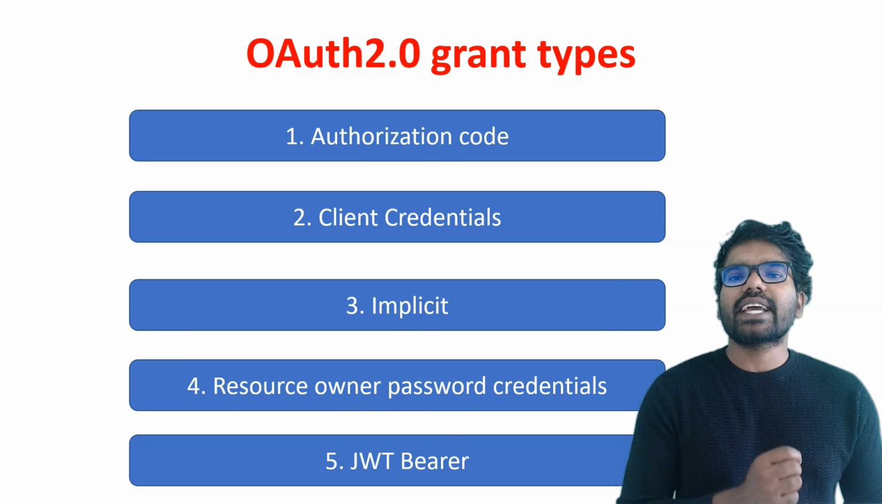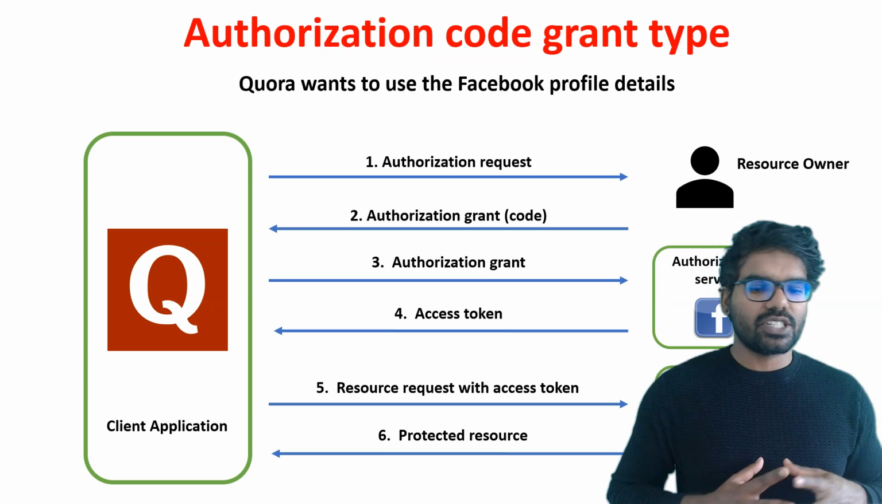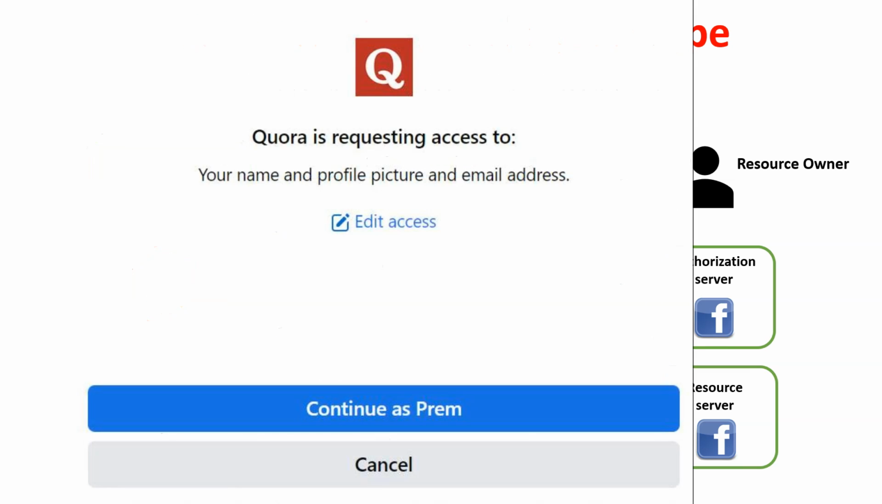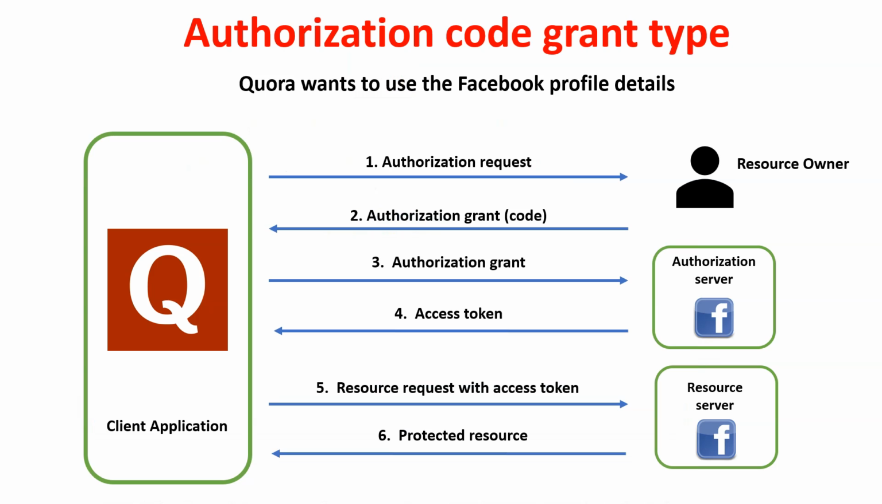First, I will start by explaining the flow of the authorization code. What you see on the screen is Quora as the client application, and it wants to use the resource from Facebook. Here, when I use the authorization code grant type and I am in Quora, I want to use my details. So what Quora will do is prompt me with a screen to grant the access. This is exactly what we saw before. So the first step, the authorization request, will come to the resource owner, who is me.